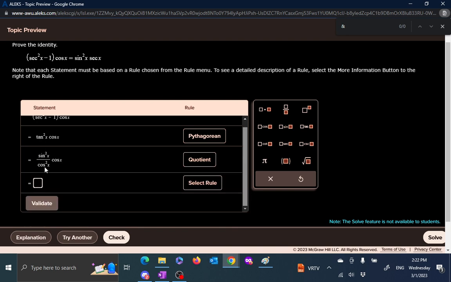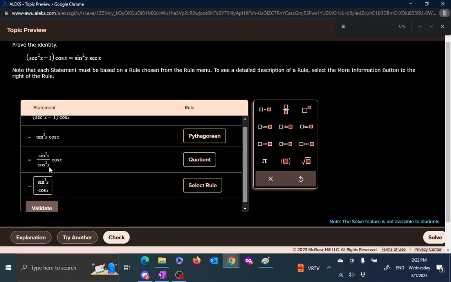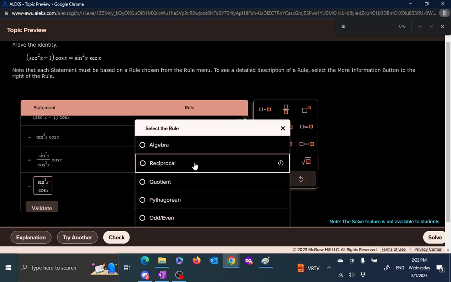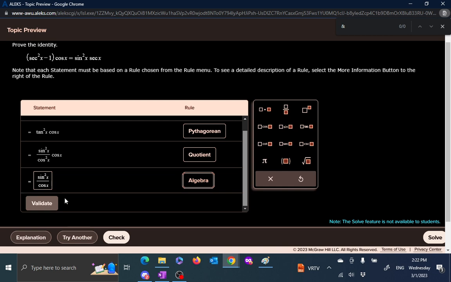One cosine and one cosine cancel out, so let's write a fraction again. I have sine square of x divided by cosine of x. One of the cosines in the numerator and one in the denominator cancel out, and all it takes to do that is just algebra. It doesn't have to do with trigonometry. Is that fine? Yes.